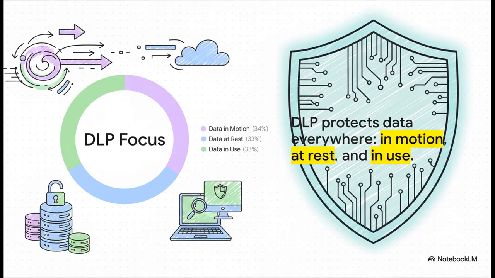And DLP has to protect data absolutely everywhere. It watches over data in motion, like when it's traveling over the internet. It guards data at rest when it's just sitting in a database. And it even protects data in use, like when it's open on an employee's laptop. It's a complete 360-degree security shield.